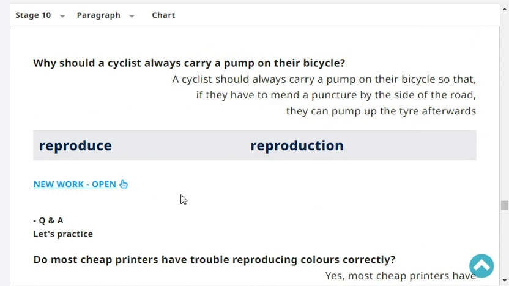Why should a cyclist always carry a pump on their bicycle? A cyclist should always carry a pump on their bicycle so that if they have to mend a puncture by the side of the road, they can pump up the tire afterwards. Very good.